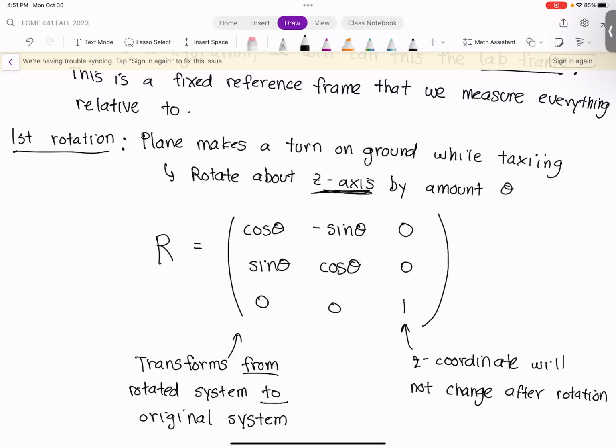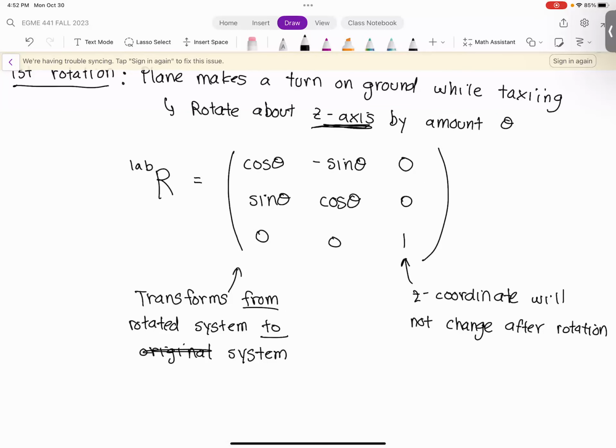Okay, so we're going to have a few different transformation matrices here. So let's make sure we label that. Let's not call this R. Let me add some superscripts and subscripts to indicate that. And remember, our original orientation here was the lab configuration, right? So let me label that. Instead of the original system, let's call this the lab system.